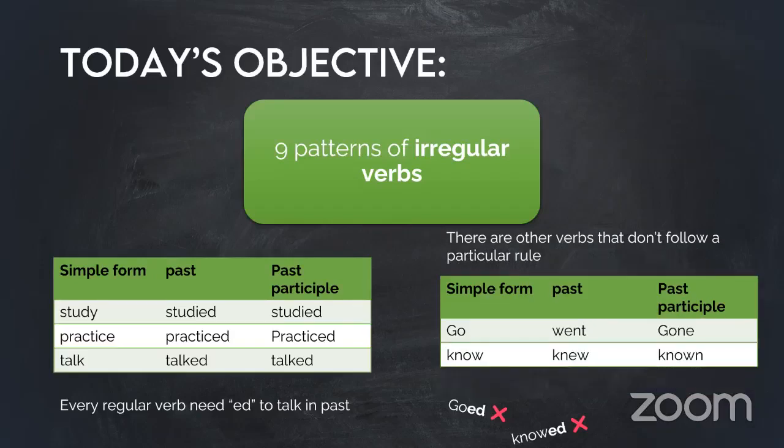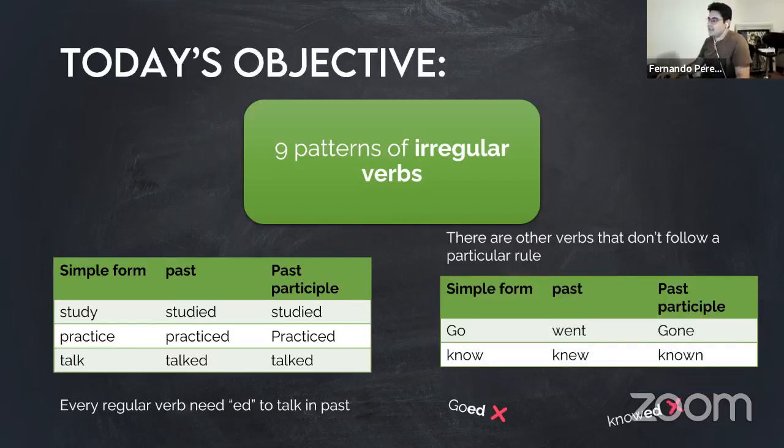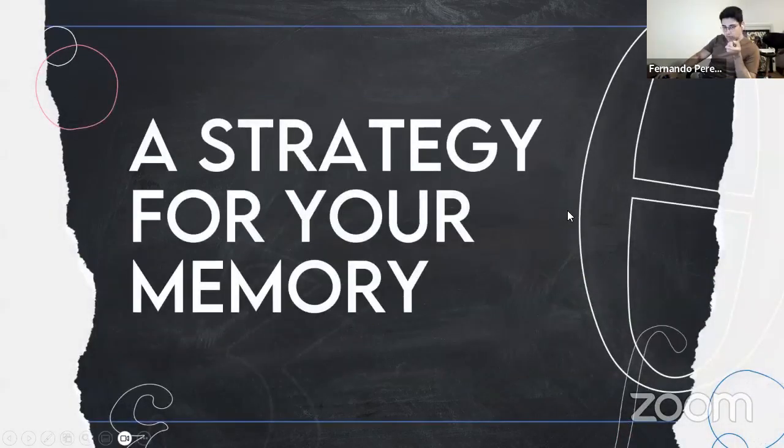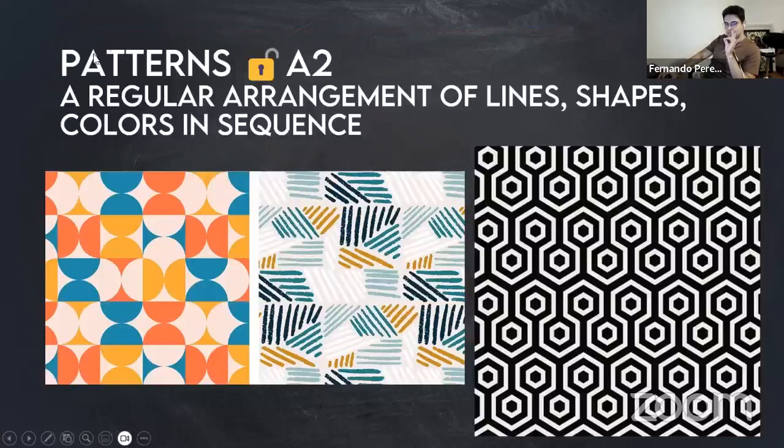Exactly. And then we have words like, for example, well, this is a little example about irregular verbs. So, what is the secret? Today, I am going to give you a strategy for your memory, a strategy to memorize irregular verbs. And with this, I am going to show you specific patterns.